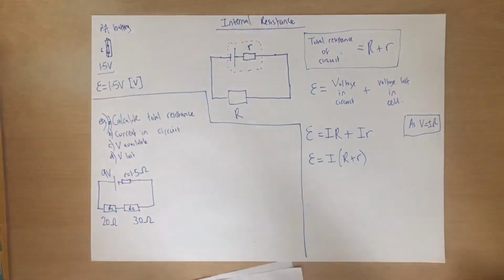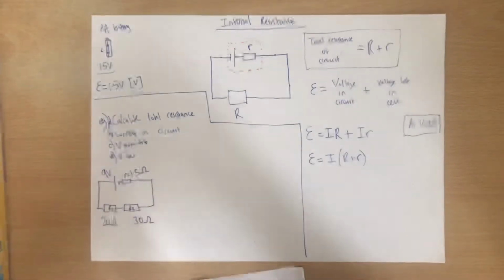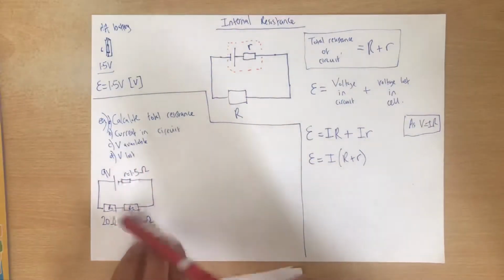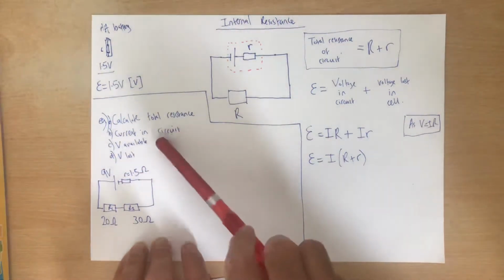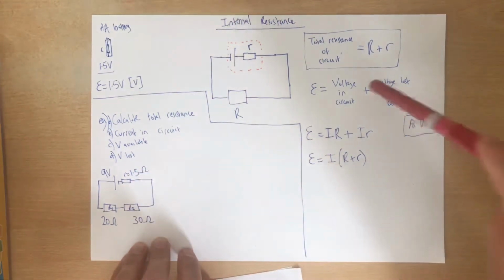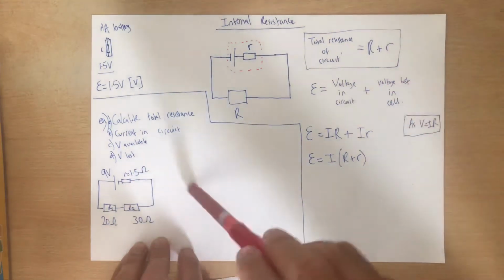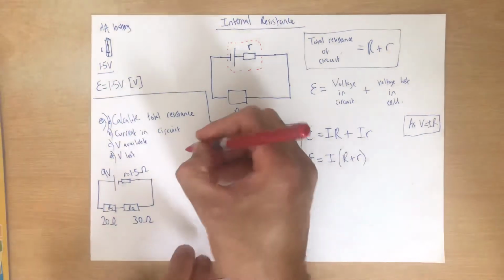Right, so what we're going to do is go over an example of internal resistance, and in our case we're going to calculate the total resistance inside this circuit over here. We're going to calculate the total current in the circuit, the voltage available, and also the voltage lost. So that's the voltage available, voltage lost inside this circuit.